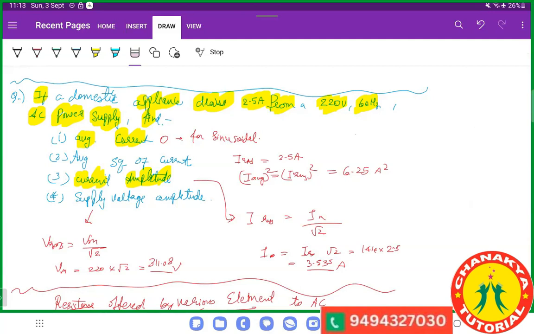Okay, so for the first thing, average current. Here we are writing zero. If you remember, yesterday we discussed the average value: it is positive, it is negative. If I add both cycles, it will be zero, one is positive I, one is negative I. So that is the reason average current is mentioned as zero, especially for a sinusoidal wave. Sinusoidal means sine wave. This is your sine wave.